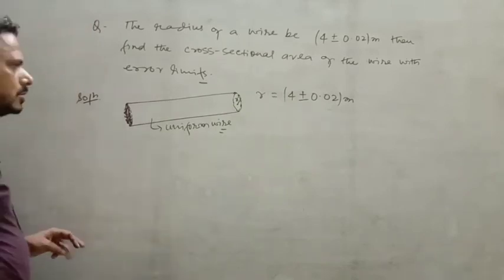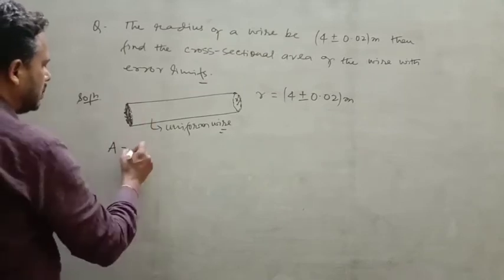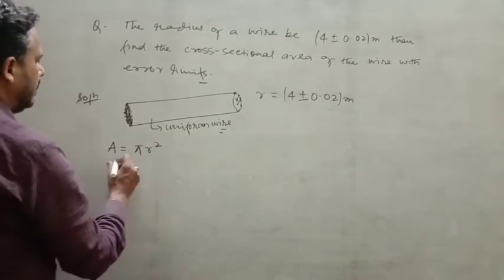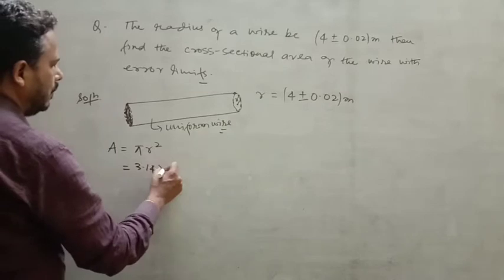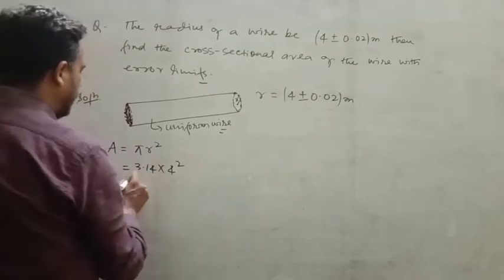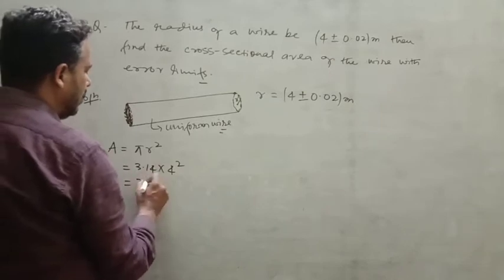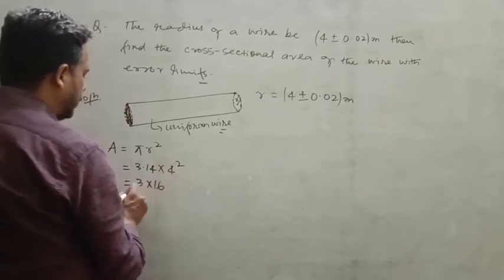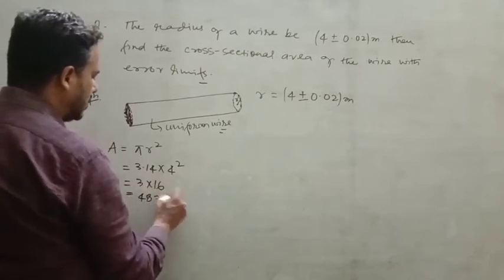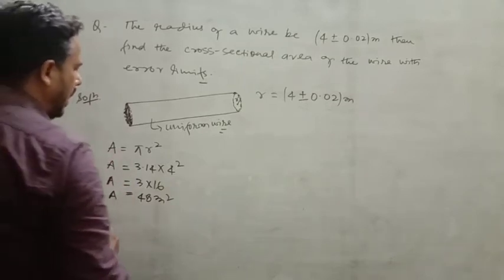You know the cross sectional area, because this is circular, would be pi r square. You know pi is 3.14, and put the value of r, which is 4. Now 4 squared is 16. I am just taking the approximate value, so 3 times 16, after multiplication, would be 48 square meter. Alright. So you have got your area, and this is 48 square meter.